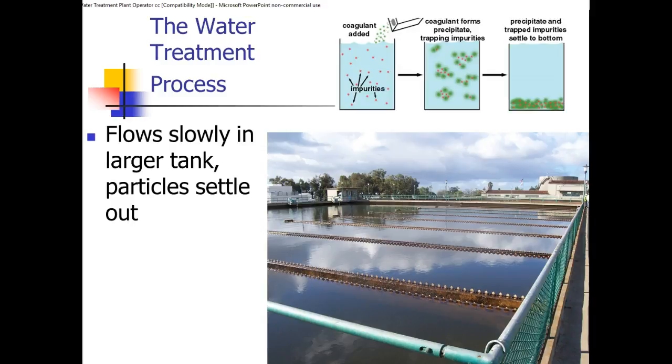They flow slowly into a larger tank and they group together, and then the particles settle out. They go to the bottom. You can see these weirs, and these weirs, they're notched weirs. And so the idea is all the heavy stuff's going to settle down to the bottom, and the nice clean water is just going to trickle over these V-notched weirs and go on out into the next part of the treatment plant.